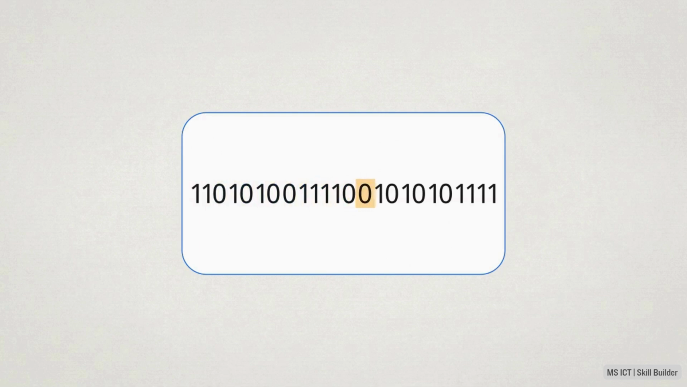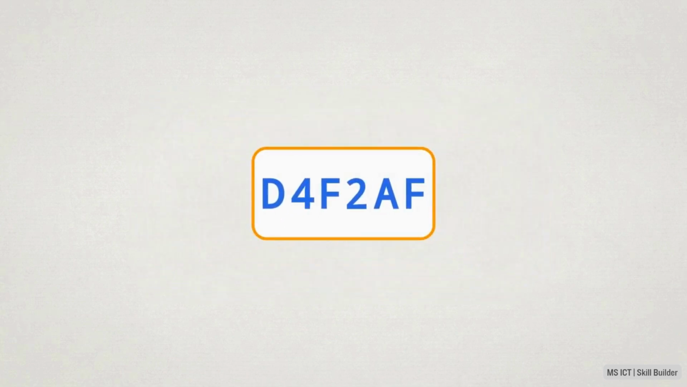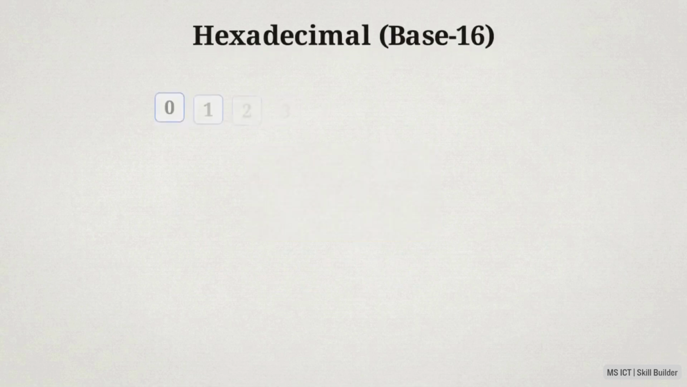Look at this massive string of binary data. Imagine trying to type this out perfectly, ones and zeros, without making a single mistake. It is incredibly easy to slip up. But what if we could squish it down into just 6 characters? That shorter code is written in hexadecimal.